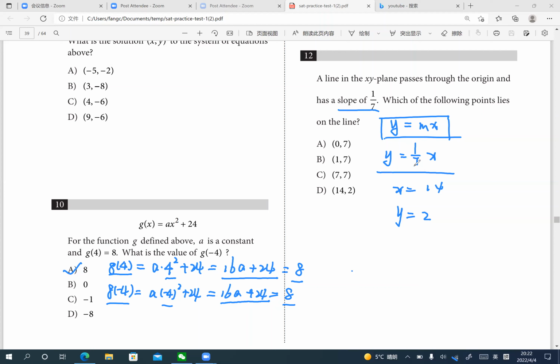Now we need to check each option to see which ordered pair is a solution of the equation y equals 1/7 x. After checking every one, we get option D. Because when x equals 14, we substitute back, and y equals 1/7 times 14, which equals 2. So we should choose option D.